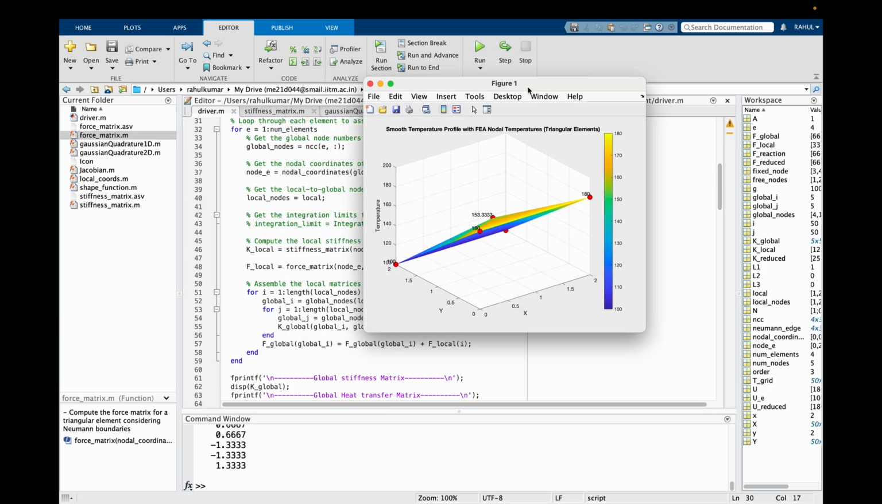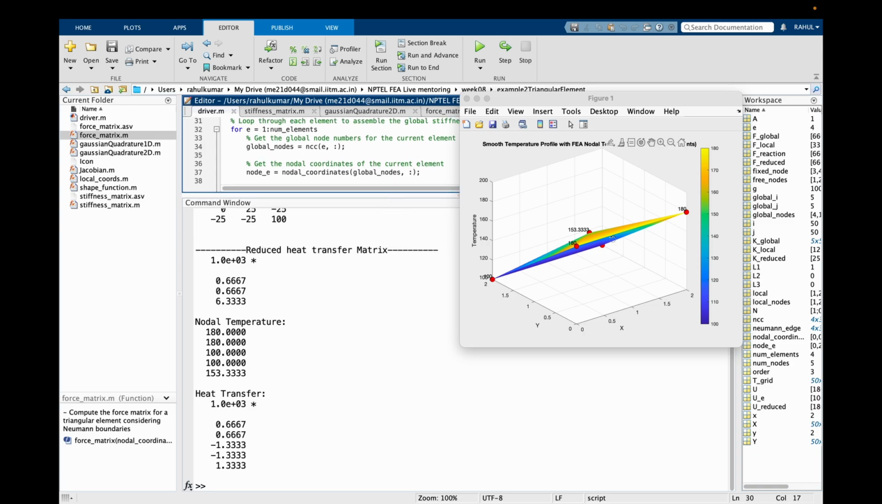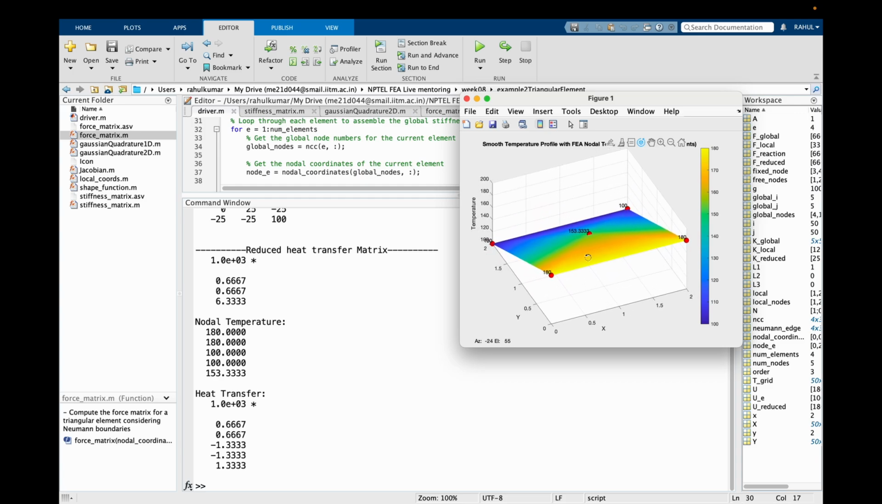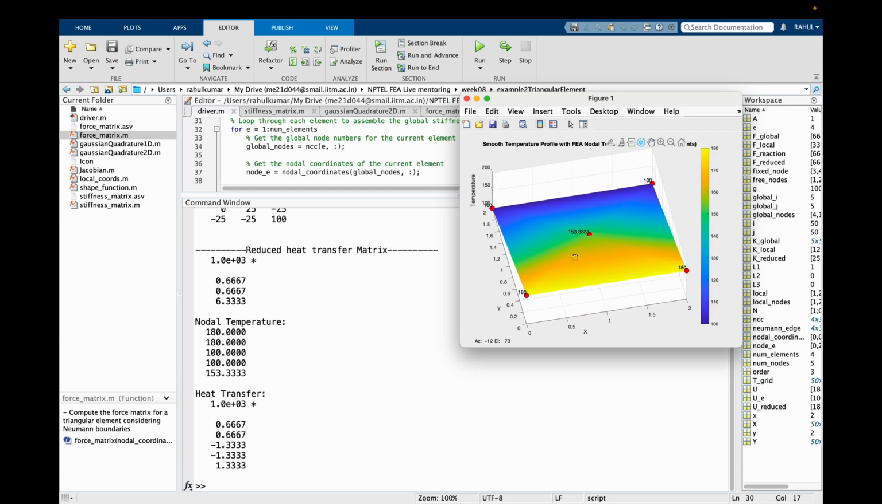So yeah, for the triangular element we can see that this is the nodal temperature 180 degree, and this is the fixed temperature, that was the wall temperature 100. And what is the temperature at node 5? This is 153.33, okay. And this is solved by using the triangular element.